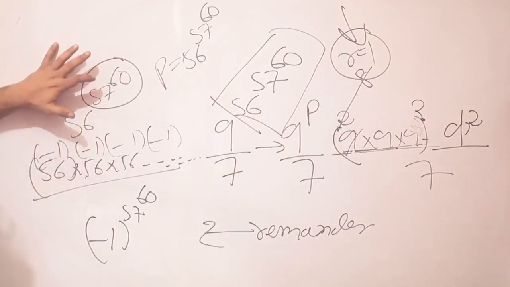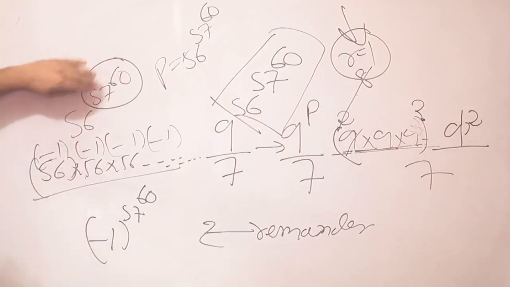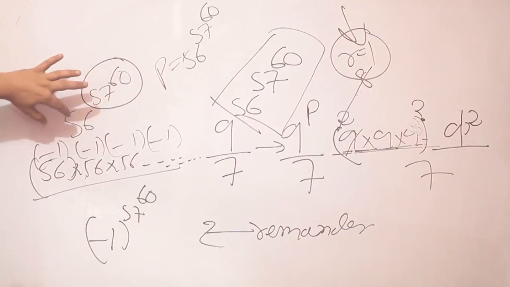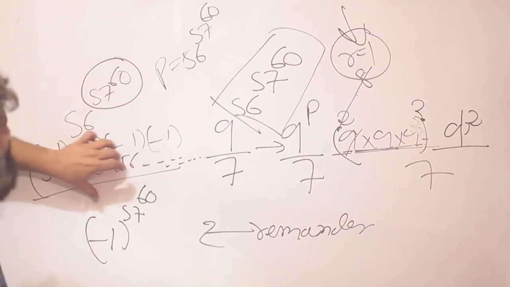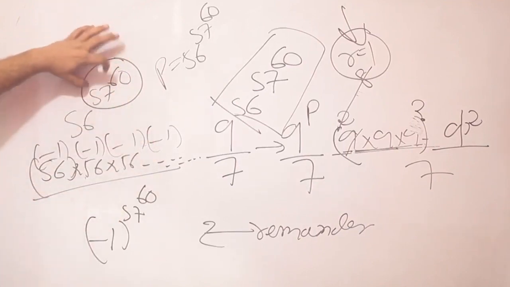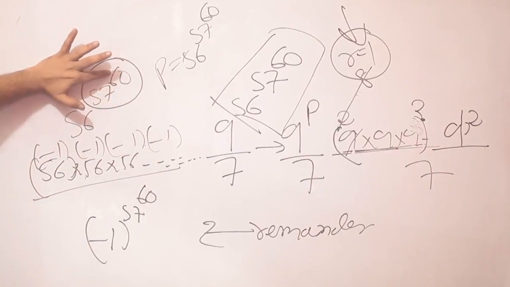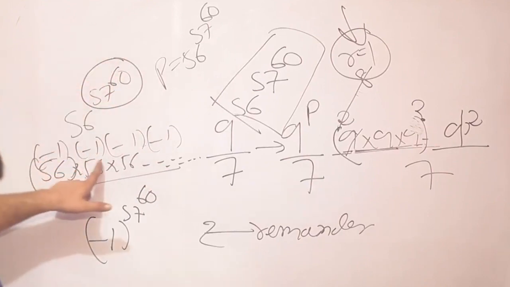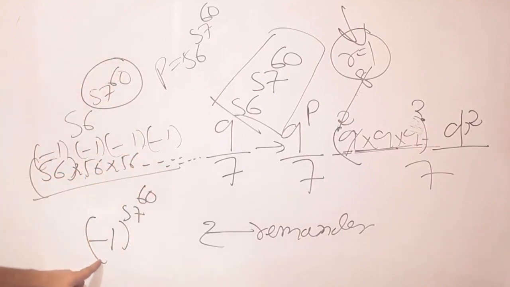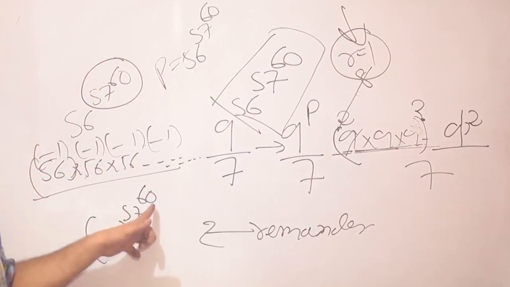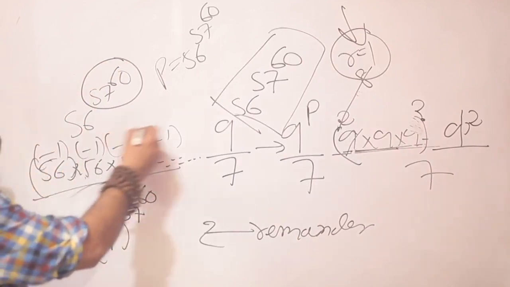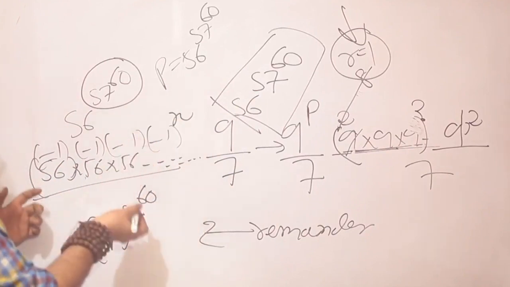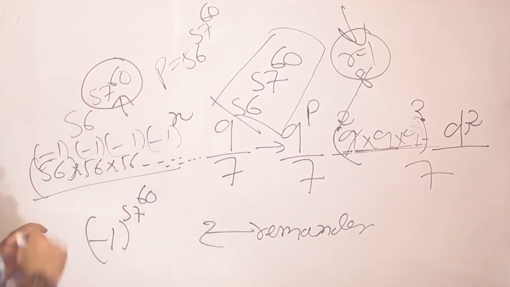Once again, slow down and notice this step. The question was about 56 divided by 3. So a lot of 56s. How many 56s? These many, 57 raised to 60. Each 56 gave you a minus 1. That means minus 1 raised to 57 raised to 60. Why? Because it was simply minus 1, n times. And what is n in this case? 57 raised to 60.